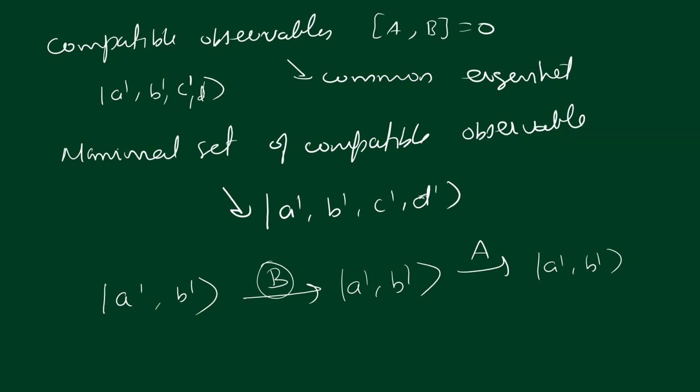And when does this happen? When their commutator is 0. Right? So these are the things that we discussed so far. Okay. So with that, I think we'll conclude our discussion of compatible observables for the moment.